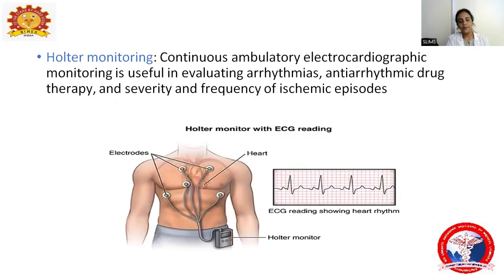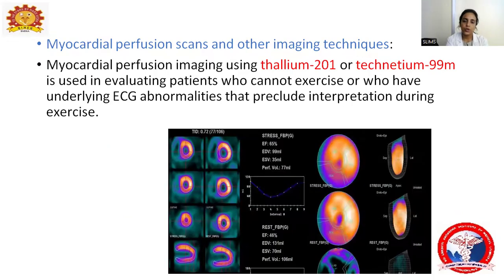Coming to Holter monitoring, continuous ambulatory electrocardiographic monitoring is useful in evaluating arrhythmias, antiarrhythmic drug therapy, and severity and frequency of the ischemic episodes. Myocardial perfusion scans and other imaging techniques. So myocardial perfusion imaging using thallium-201 or technetium-99m is used in evaluating patients who cannot exercise or who have underlying ECG abnormalities that preclude the interpretation during exercise.